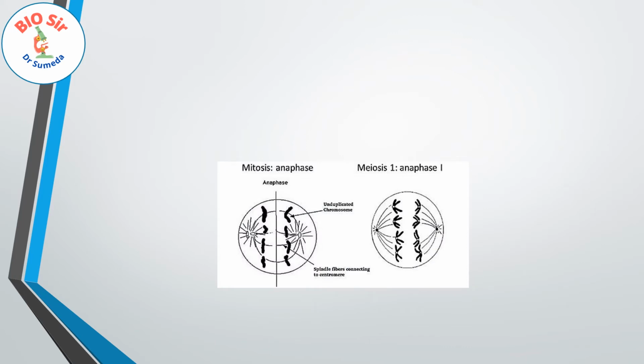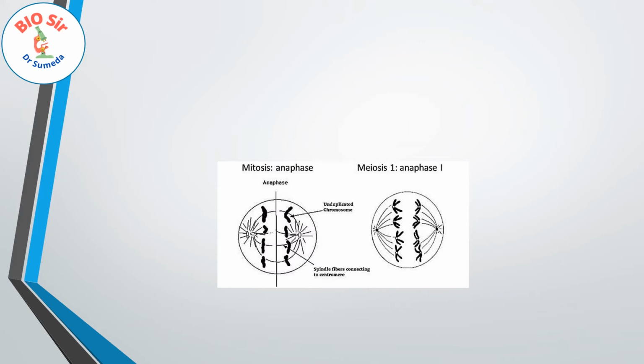This is a representation of anaphase of mitosis and anaphase 1 of meiosis 1. In anaphase, we know that there's a separation of chromatids. But in anaphase 1 of meiosis 1, we have separation of chromosomes from homologous chromosome pairs, which have come one from the father and the other from the mother.